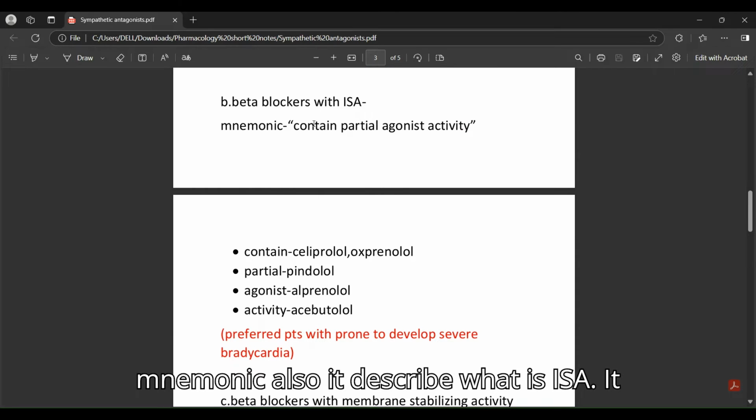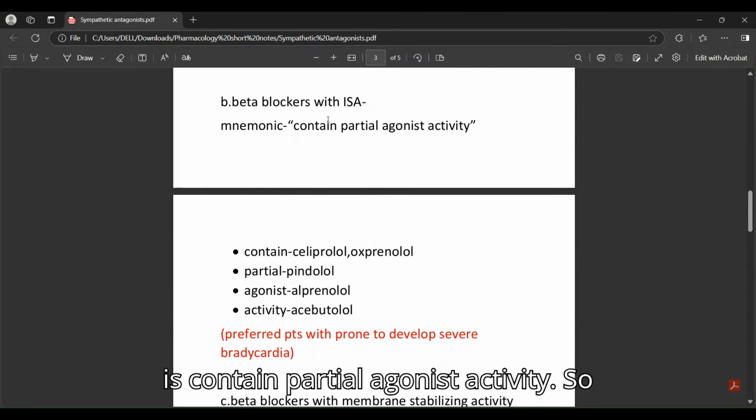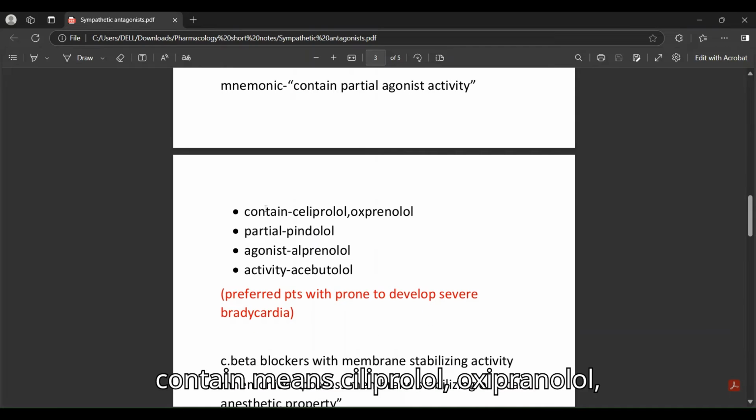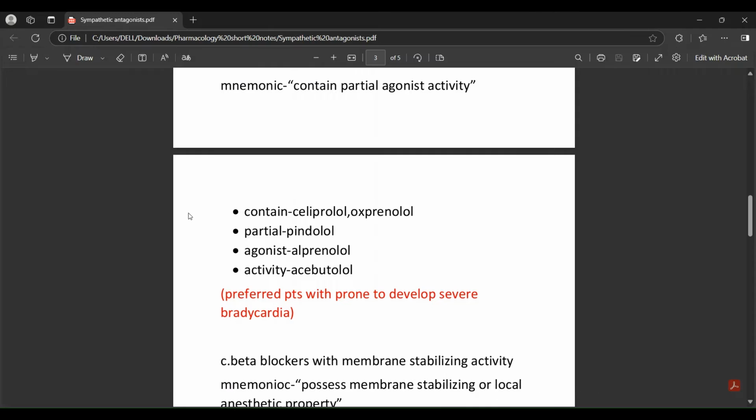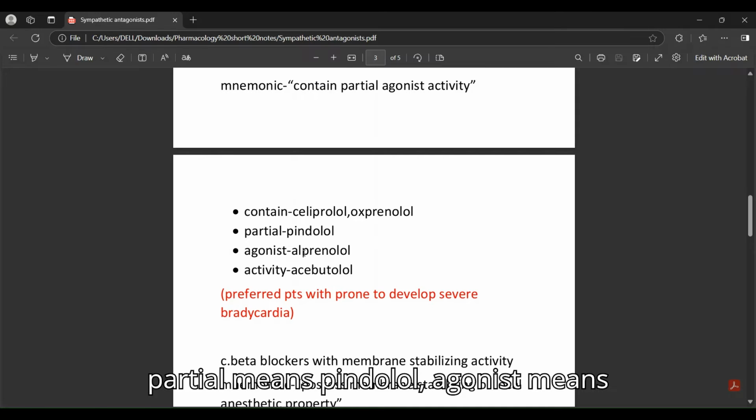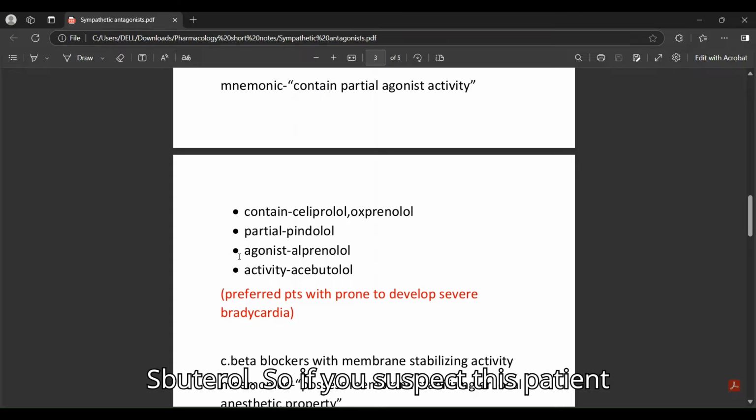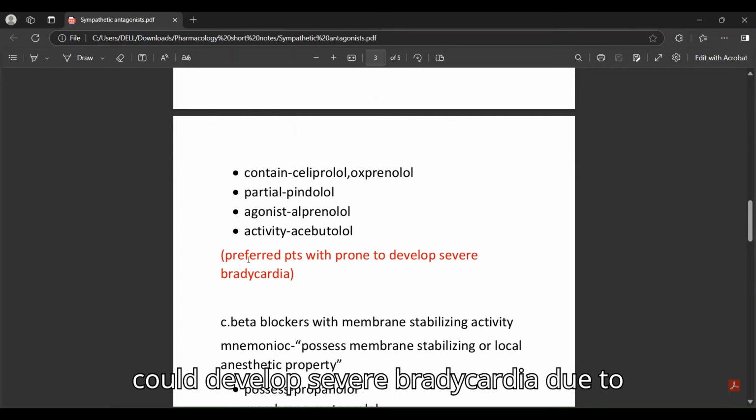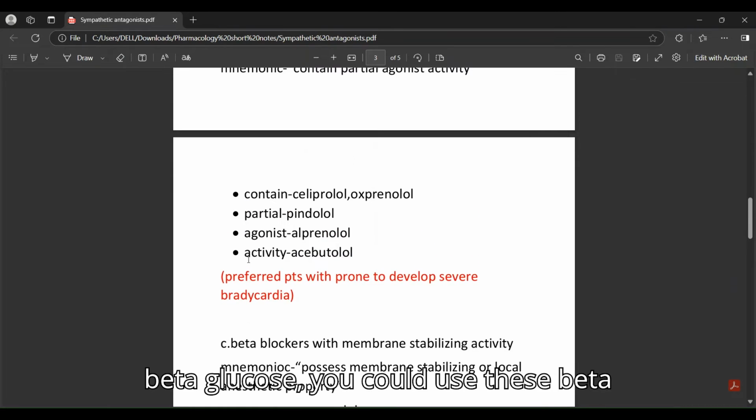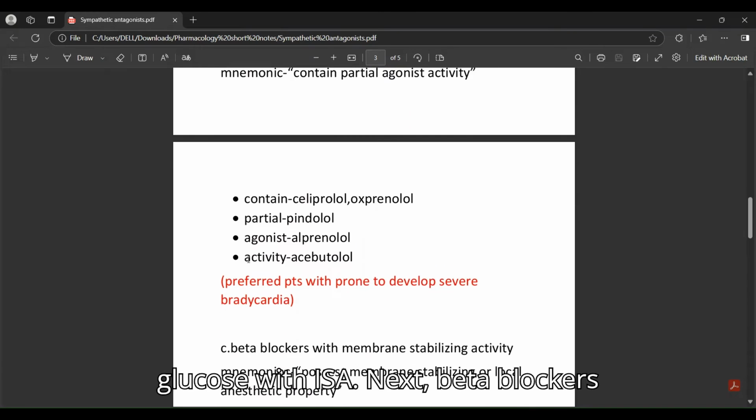The mnemonic also describes what ISA is: contain partial agonist activity. Contain means celiprolol, oxprenolol. Partial means pindolol. Agonist means alprenolol. Activity means acebutolol. So if you suspect this patient could develop severe bradycardia due to beta blockers, you could use these beta blockers with ISA.